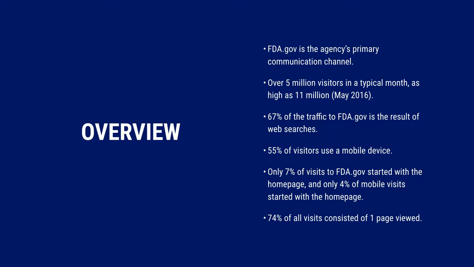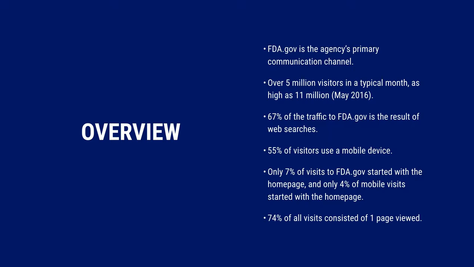The Food and Drug Administration is responsible for protecting the public health by ensuring the safety, efficacy, and security of human and veterinary drugs, biological products, medical devices, and also by ensuring the safety of our nation's food supply, cosmetics, and products that emit radiation. FDA also has a responsibility for regulating the manufacturing, marketing, and distribution of tobacco products to protect the public health and to reduce tobacco use by minors. So we do a lot.